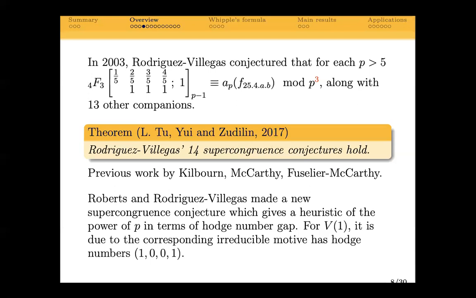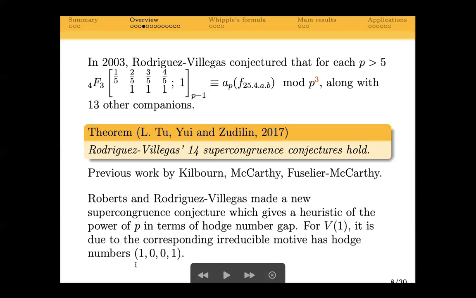Once we made the announcement that we solved his conjecture, David Roberts and Rodriguez-Villegas, who were at the Matrix Institute in Australia at that time, worked very hard and made a new supercongruence conjecture. Their conjecture gives a heuristic of how to predict the 3 up here. They predict that the 3 happens because the hypergeometric motif where this truncated hypergeometric function lives has a Hodge number gap.